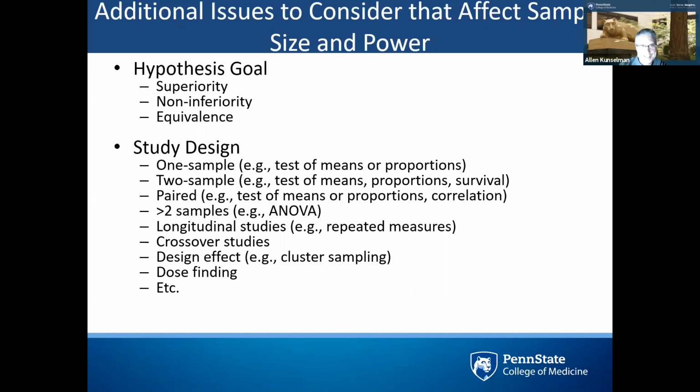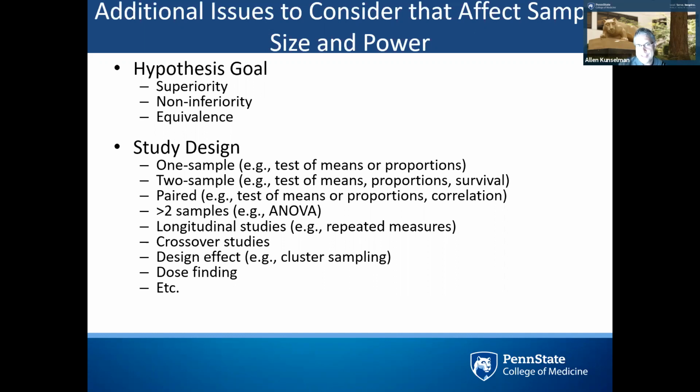If people don't know, superiority is the most common. We're trying to show that treatment A is better than treatment B. A non-inferiority trial is one where treatment A can be a little worse than treatment B, but as long as it's not too much worse, you consider it non-inferior. And equivalence is we're trying to demonstrate that the two treatments are equivalent. The easiest example of equivalence studies is if you're trying to do a generic drug, you have to show that the generic drug is equivalent to the patent branded GSK or Merck drug. The generic drug can't be worse or better. It has to be equivalent. So there are special formulas for that.